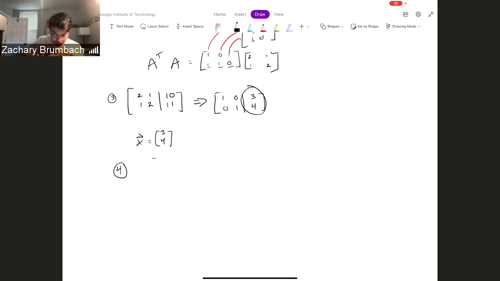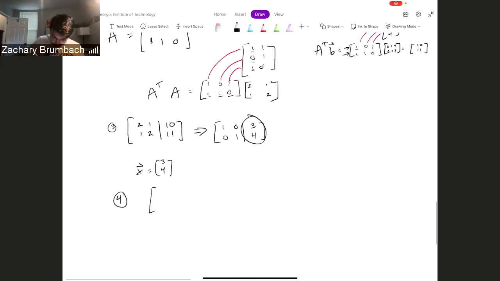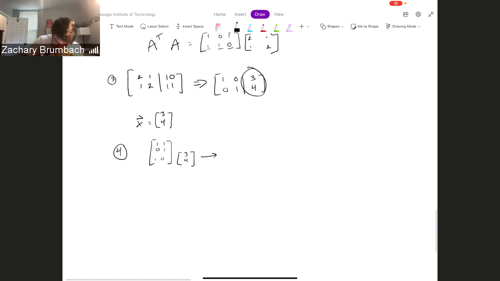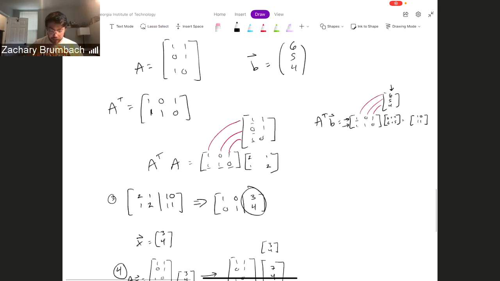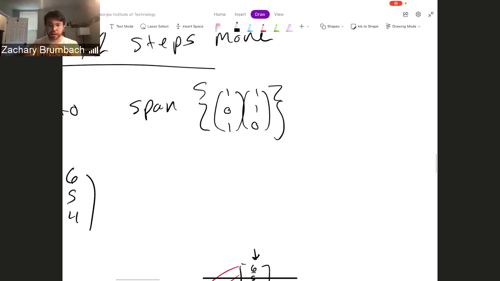We have to take our matrix A, [1, 1; 0, 1; 1, 0], multiplied by (3, 4). So A times x. That gives us (7, 4, 3). Okay. (7, 4, 3) is the closest we can get to this vector from the plane created by these 2 vectors here.